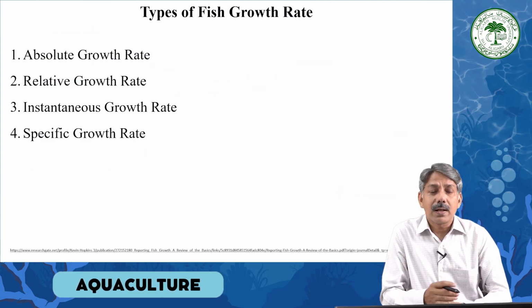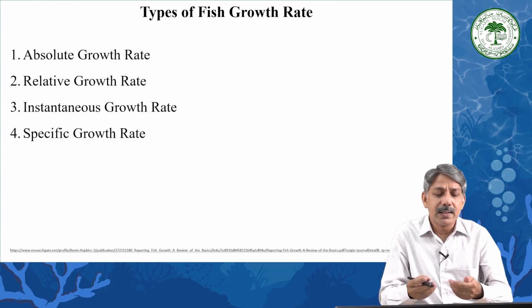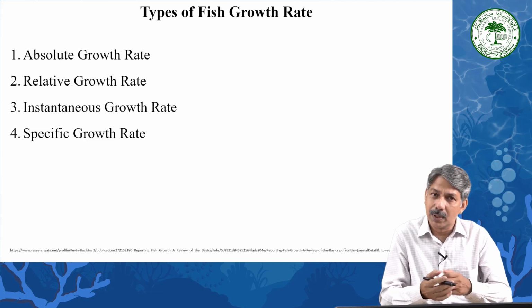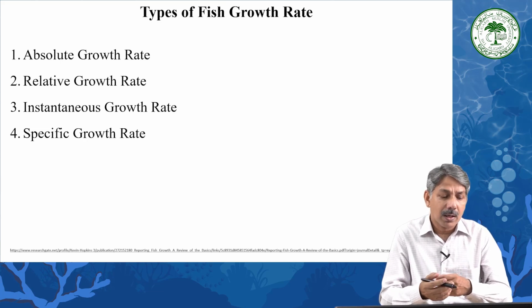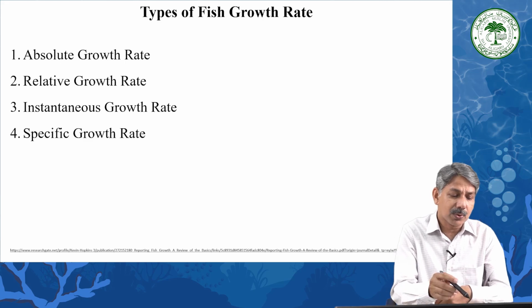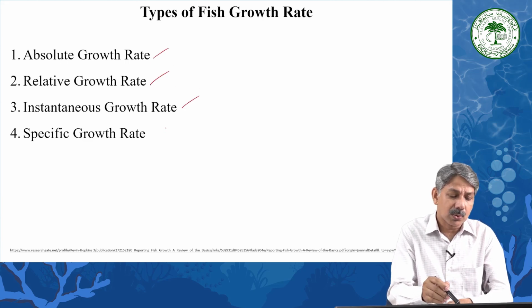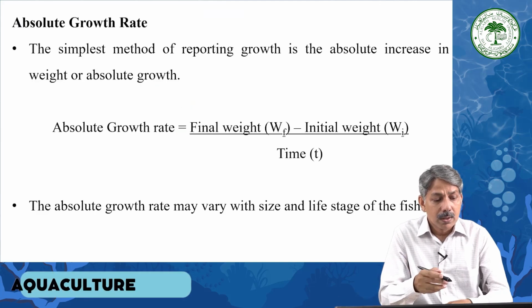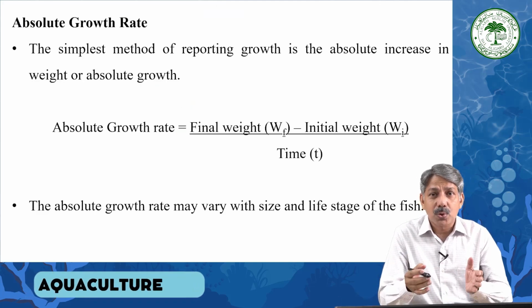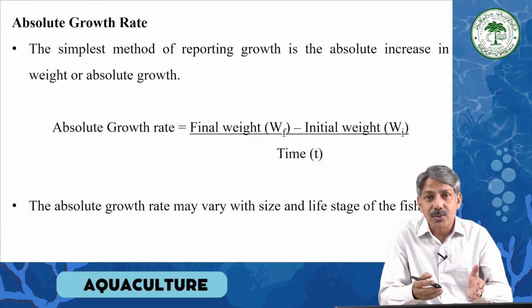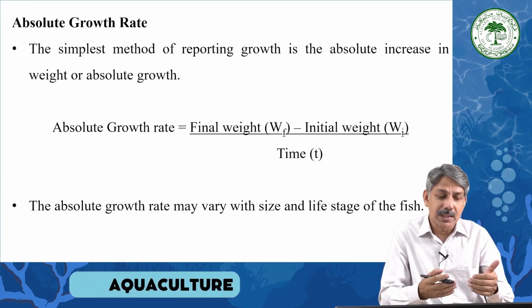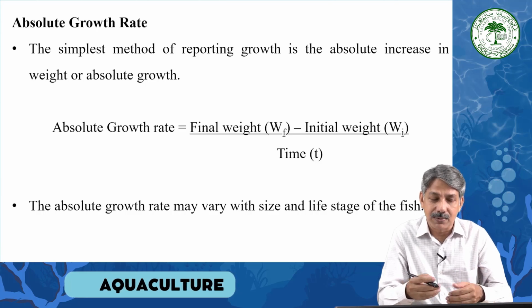Now, there are different methods to interpret the growth rate, to understand the growth pattern that a fish population is showing: absolute growth rate, relative growth rate, instantaneous growth rate, and specific growth rate. The purpose is the same, to understand the change that has occurred in length or weight of the fish, but the parameters we are discussing are expressed in a different manner.